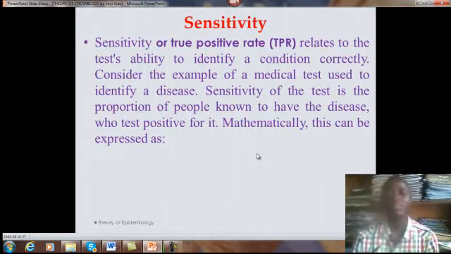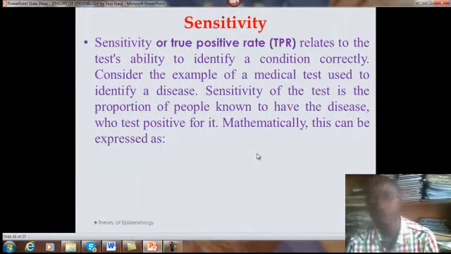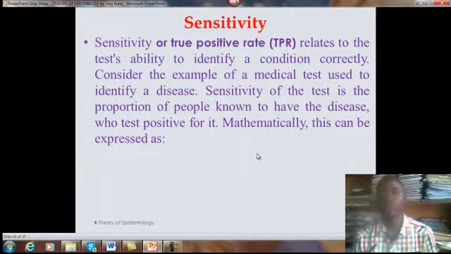Sensitivity. Another name for sensitivity is true positive rate, or TPR. It relates to test ability, that's the ability of a test to identify correctly the condition. For example, medical tests used to identify a disease. So the sensitivity of the test is the proportion of the people known to have the disease.